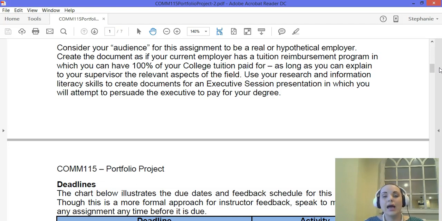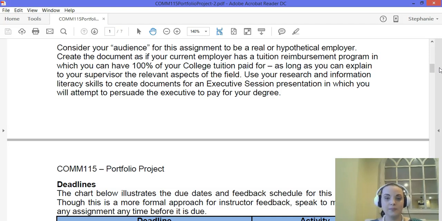So how do you approach this paper? What do we want you to do? Well, here's the scenario. I want you to think about it as if you're writing this paper for either a real or pretend employer. Either way, whatever works best for you works best for me.